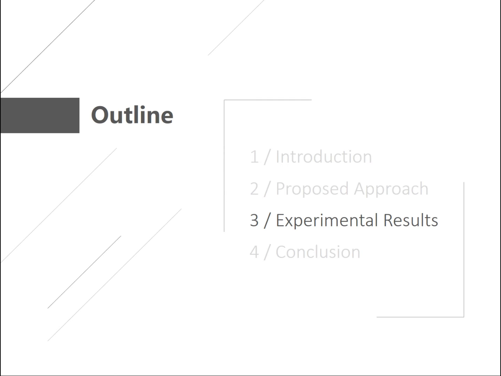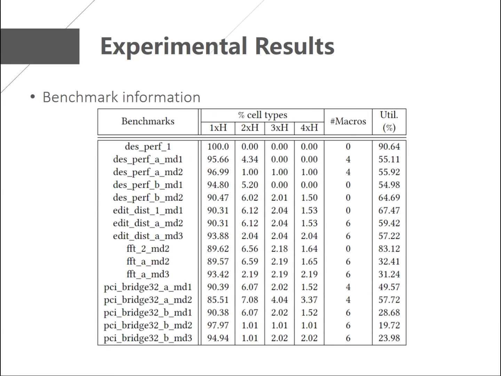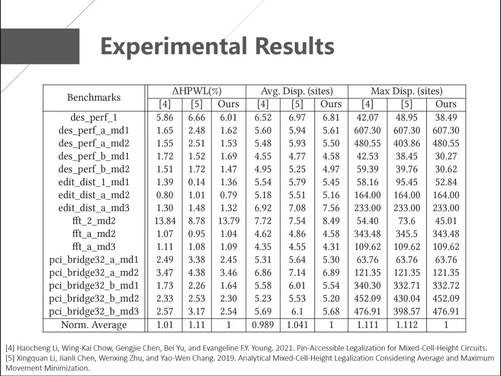Then let's move on to the experimental results. This is the detailed information for each benchmark. All of them are from the ICCAD 2017 contest. Each of them contains different percentage of multiple row type cells, macro count, and utilization for realistic experiment. We compared our result with 2 state-of-the-art works, Reference Paper 4 and Reference Paper 5.